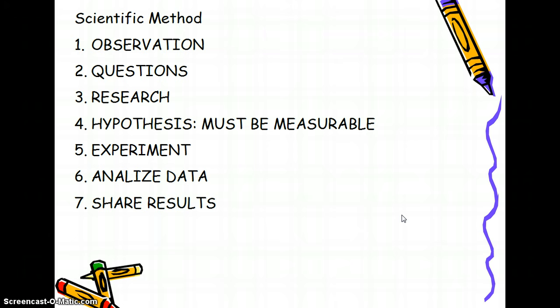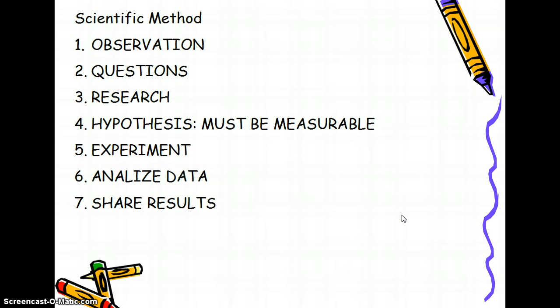Then we have analyzing our data. It means we want to take all the information that we've learned and see what we've come up with. Now, regardless of whether your hypothesis is correct or incorrect, you're always going to share your results. There's no point doing experiments if you're not going to share the information with other scientists so that they can perform the experiments also, or it could help them further other experiments.